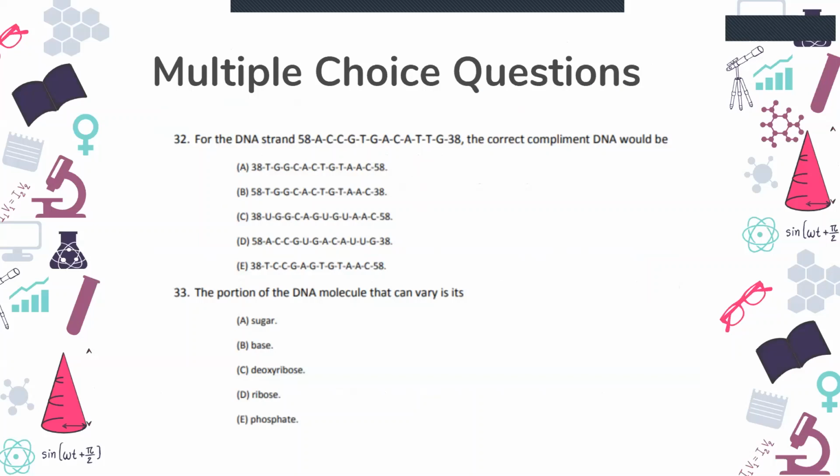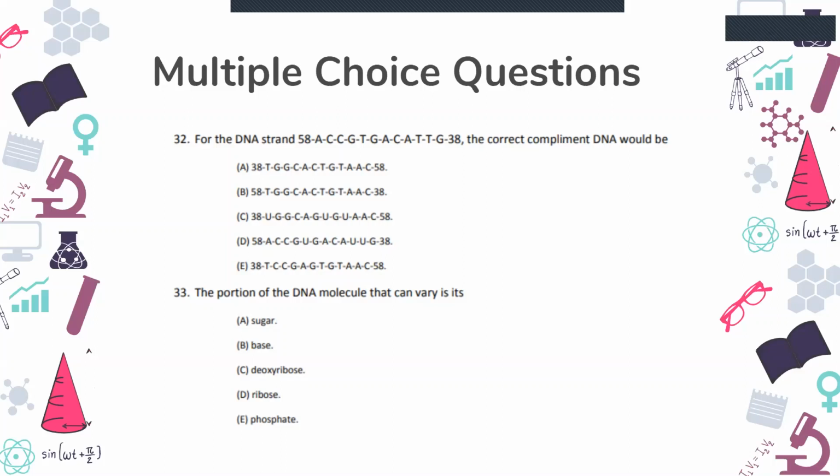Taking a look real quick at the first one, number 32, they're giving you a DNA strand and they're asking you for the complement DNA. Here you would just need to apply your knowledge of complementary strands, and you would find the answer is A, yes, because the 5' and 3' are switched. A is matching with T, C is matching with G.